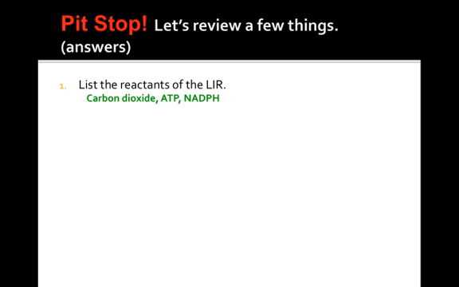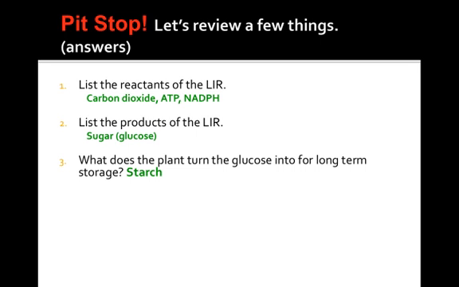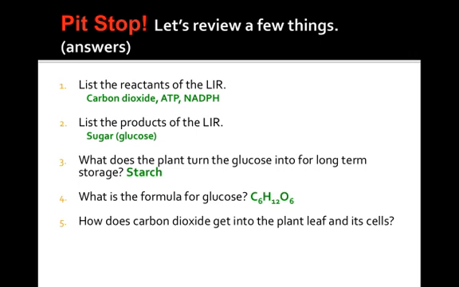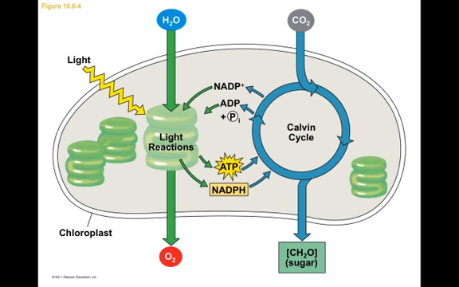So let's take a look at the light-independent reactions. This is stage 2, what goes into it. Carbon dioxide enters from outside of the plant through the stomata. ATP and NADPH come from stage 1, the light-dependent reaction. The product is sugar, typically glucose. It can turn it into starch for long-term storage. The formula for glucose, you've got to know that, is 1 carbon to 2 hydrogens to 1 oxygen, or C6H12O6. And then in terms of gas exchange, remember that stomata exist in the underside of the leaf.